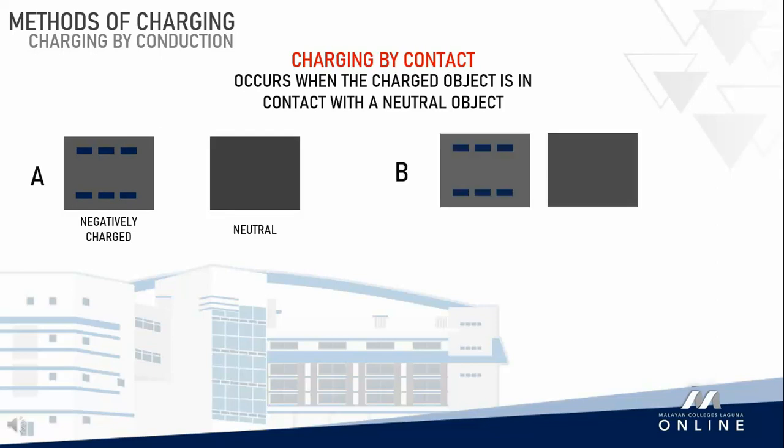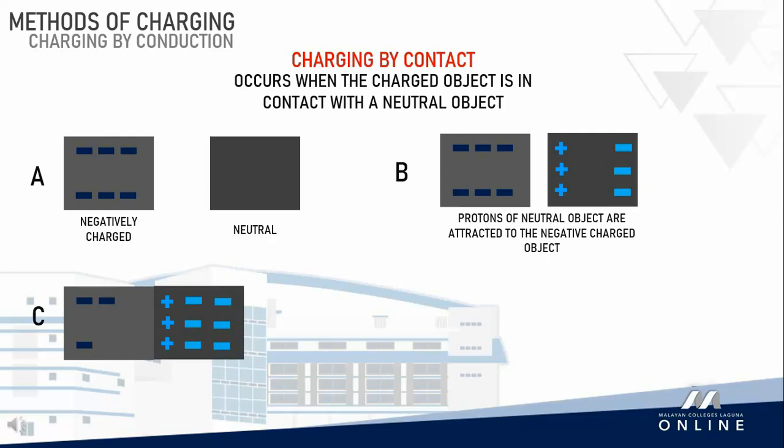objects closer to one another, the protons and electrons will be aligned in such a way that the positive protons will be attracted to the negatively charged material, while the negative charge will be repelled. At this point, no charge will be transferred since they are not in contact yet. Once the objects are in contact with each other, some of the negative charge from the negatively charged object will transfer to the uncharged object.